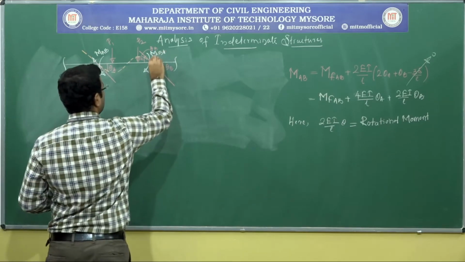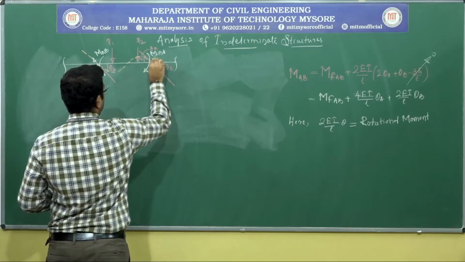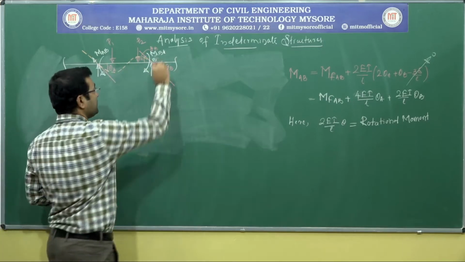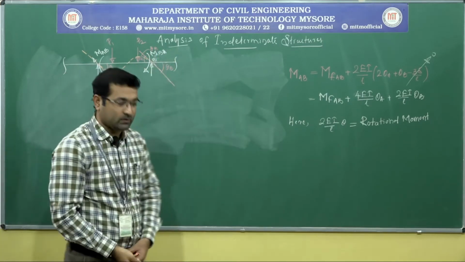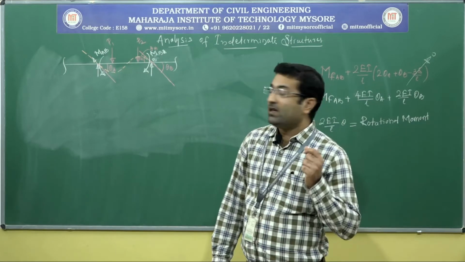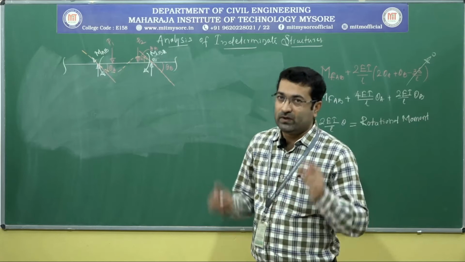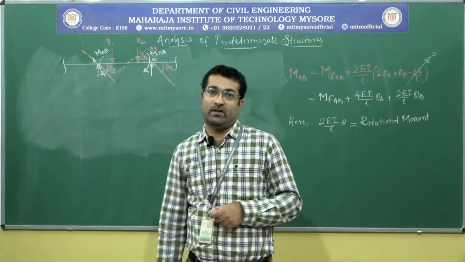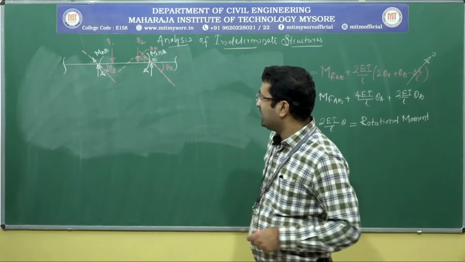So, our intention is to determine these end moments MAB and MBA. MAB and MBA are nothing but the end moments at end A and at end B. So, we need to determine how much these end moments are. That is my intention.